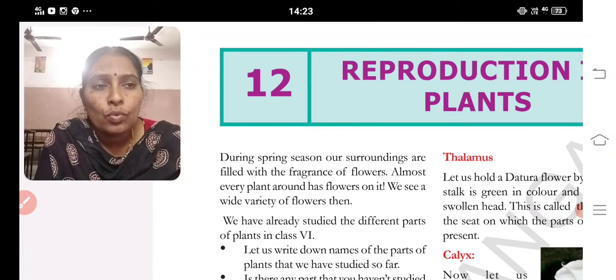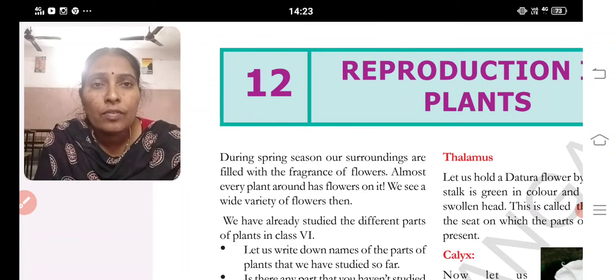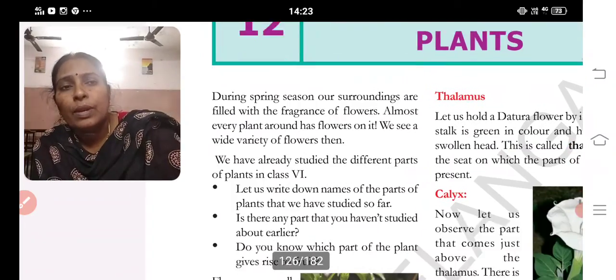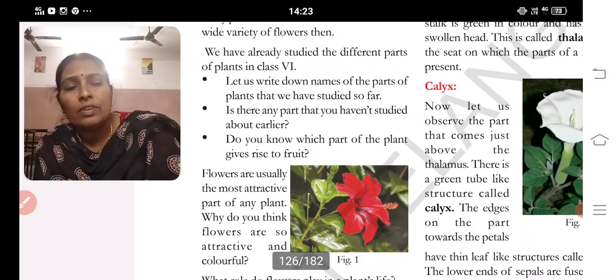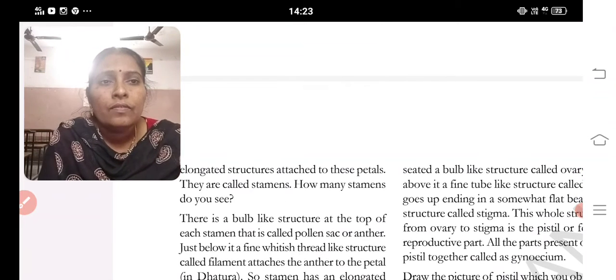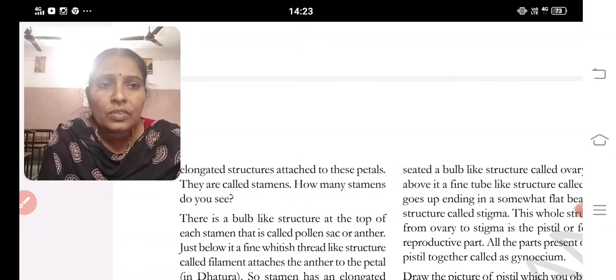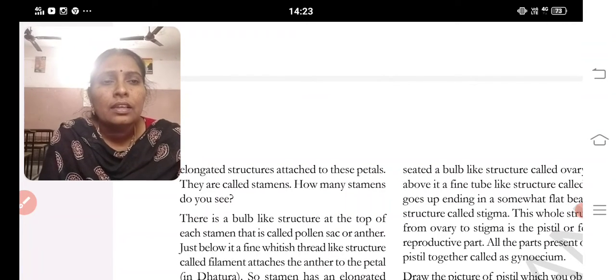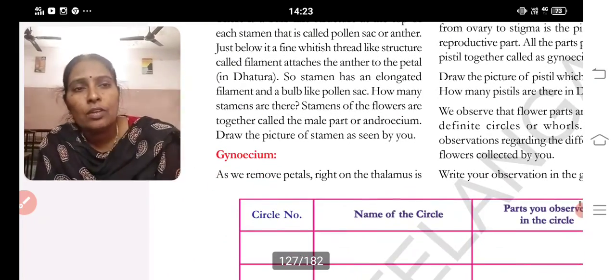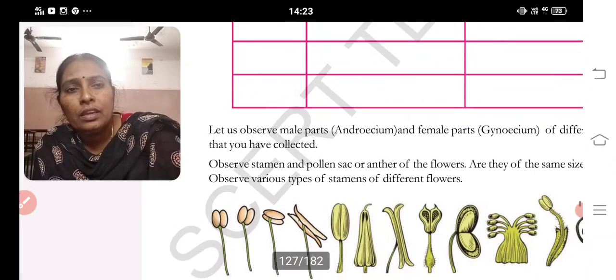Okay children, what we have discussed is that the flower plays a great role in reproduction. Some plants have two types of flowers, consisting of male and female parts. The male part consists of stamens and the female part is the pistil. If a flower has both stamens and pistils, then reproduction takes place. And some flowers have only one type of gamete.